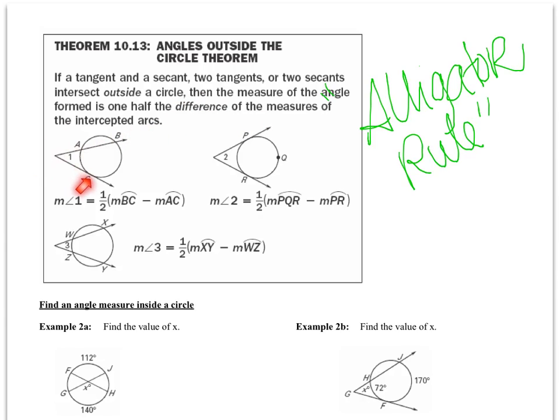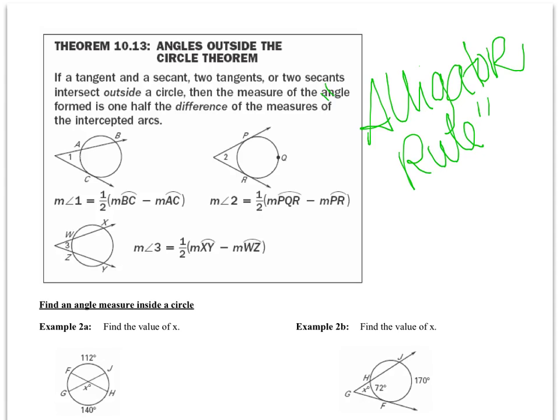So for all of these pictures, see here we have a tangent and then going a secant. Here we have two tangents. Here we have two secants. For all of these pictures, to find this angle inside, we're going to do half, see it's all half, the big arc minus the small arc. So this angle is half the big arc minus the small arc. This angle is half the big arc minus the small arc.